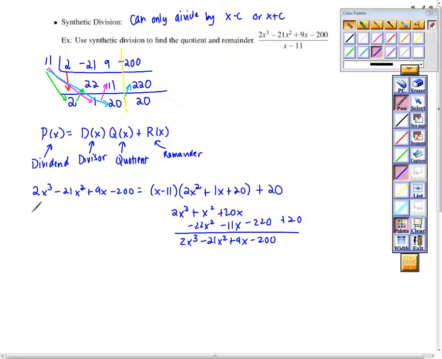Okay. So the quotient was 2x squared plus x plus 20. The remainder is 20. So I'm going to scroll down just a second.